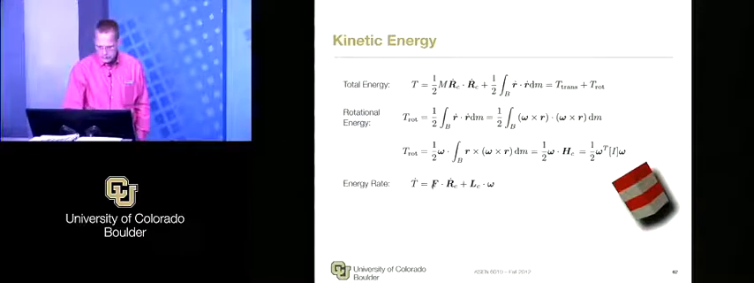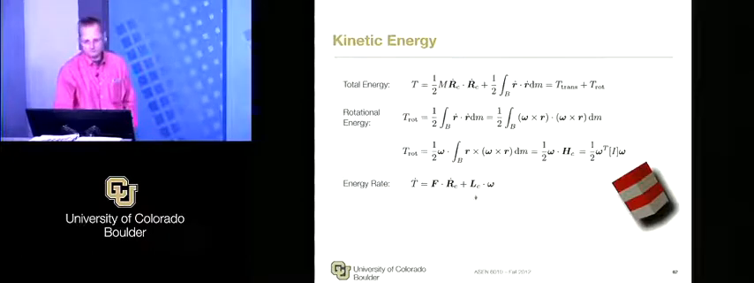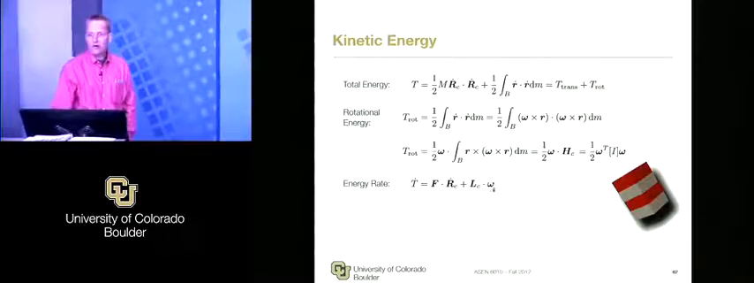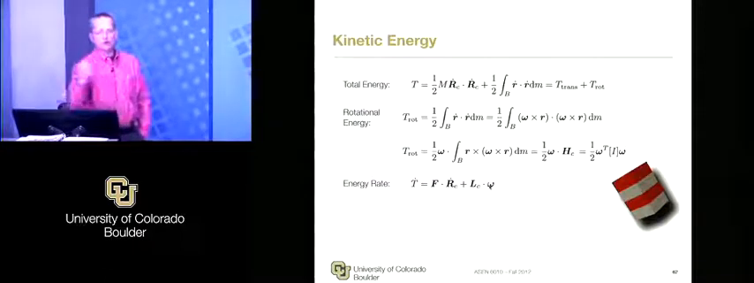All right? And this is the force acting on the body relative to the inertial. This is the angular torque acting on the body relative to the inertial. And this is the inertial velocity. That's the velocity of the body relative to inertial. Omega is the angular rate of body relative to inertial.